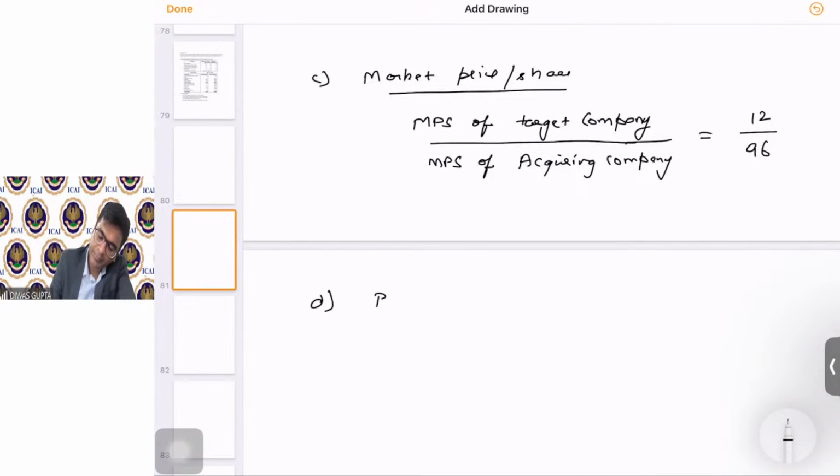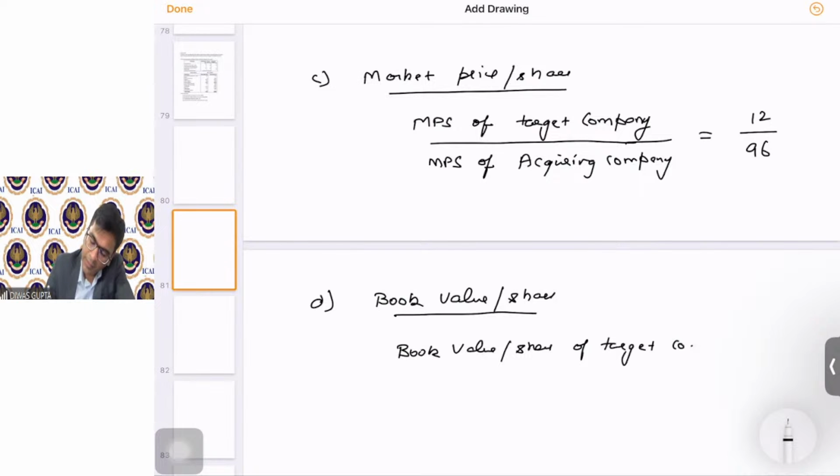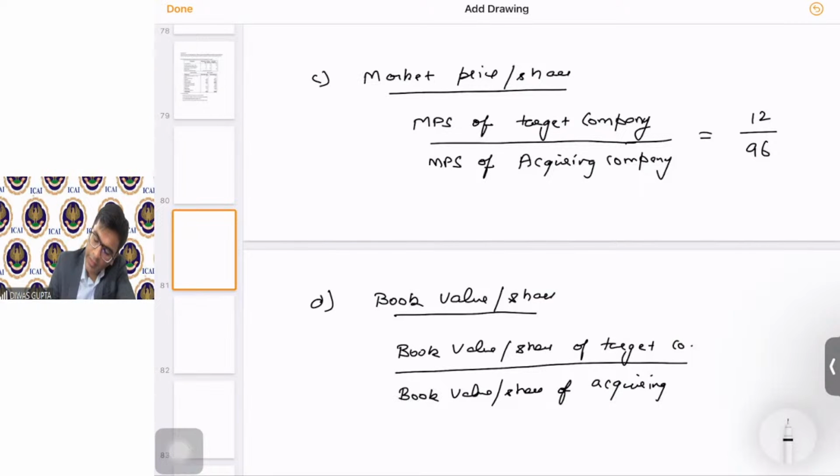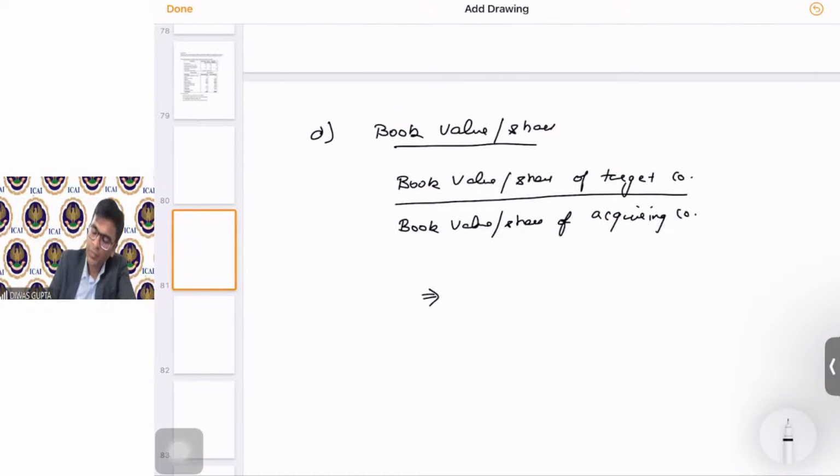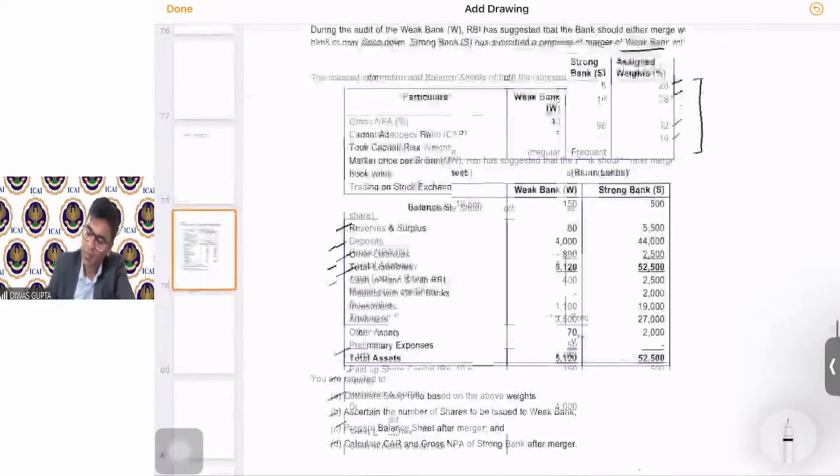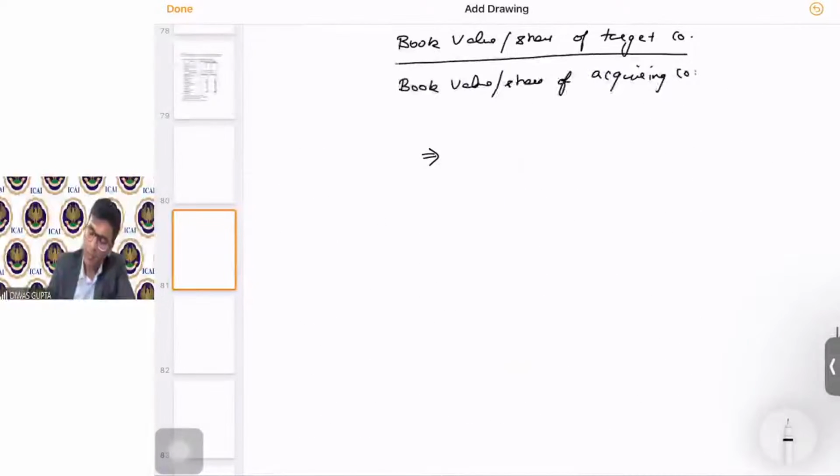Then D part, book value per share. So book value per share of target company divided by book value per share of acquiring company, students. Now, do we have the book value? As of now, I think in the question it is not given to us straight away. So let us try to find out the book value per share.